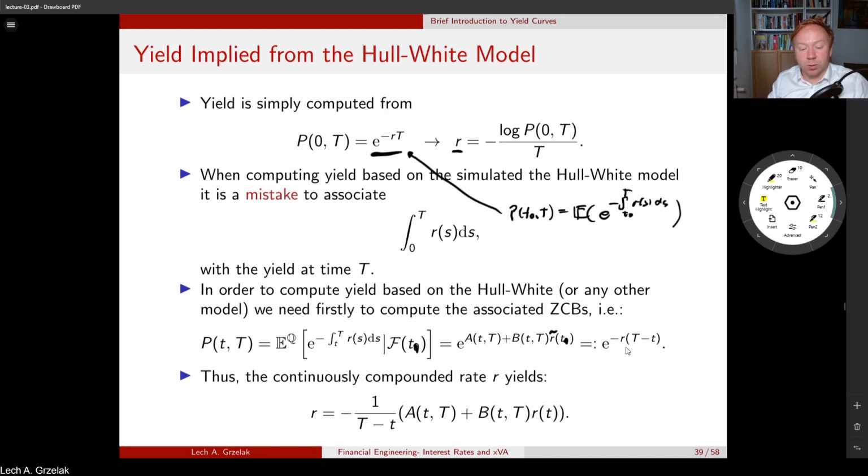And from here, what we can also do, we can compute this yield. So under the Vasicek model, yield is equal to minus, and then we have, of course, if we just take a logarithm of A and B with a minus sign, we have 1 over T minus T0, A and B, and then we have this R. So this is our yield.